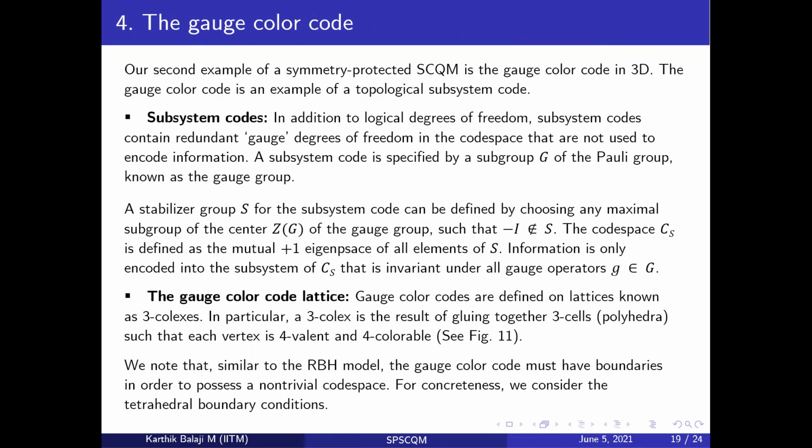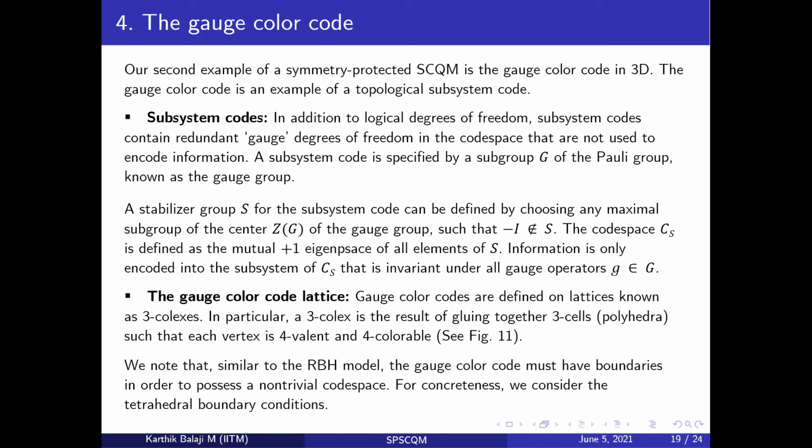So now let's move on to the second example that is studied in the paper, which is the gauge color code in 3D. The gauge color code is an example of a topological subsystem code, which means in addition to local logical degrees of freedom, subsystem codes also contain redundant gauge degrees of freedom that are not used to encode information. A subsystem code is specified by a subgroup G of the Pauli group known as the gauge group. A stabilizer group S for the subsystem code can be defined by choosing any maximal subgroup of the center Z of the gauge group such that minus identity does not belong to S.